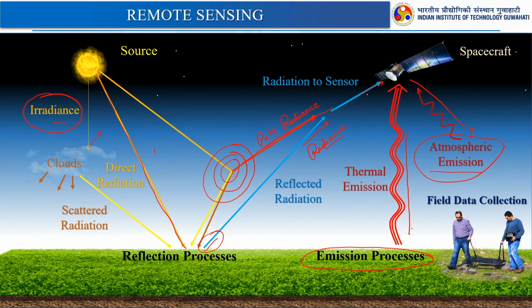Now the next section is the field data collection. In the field, what we do in remote sensing, we also have a sensor which is equivalent or similar to the satellite specification. So here we have the field data collection section.